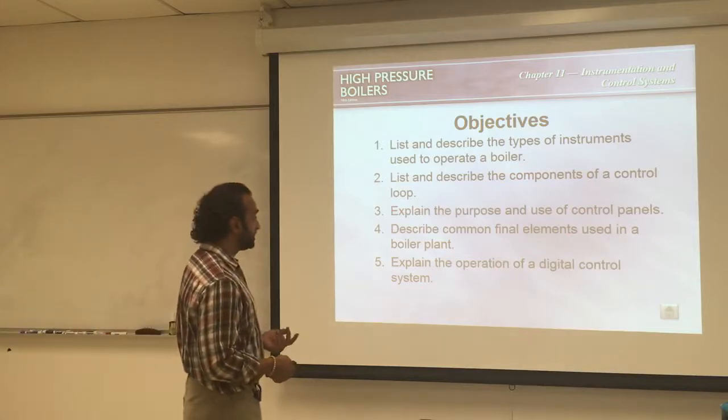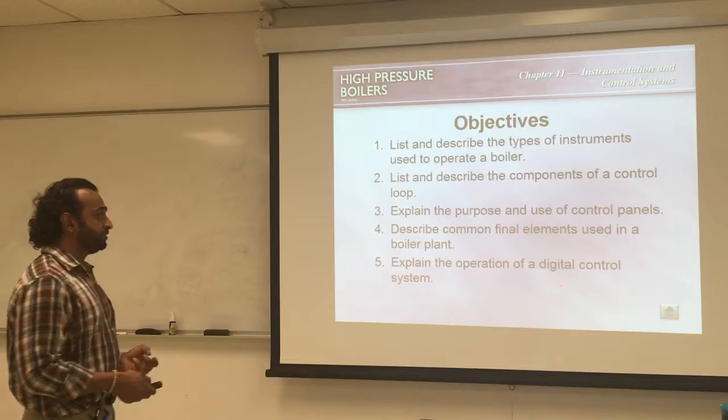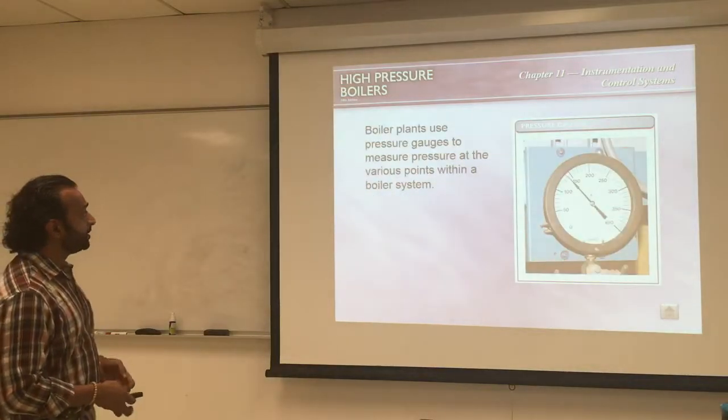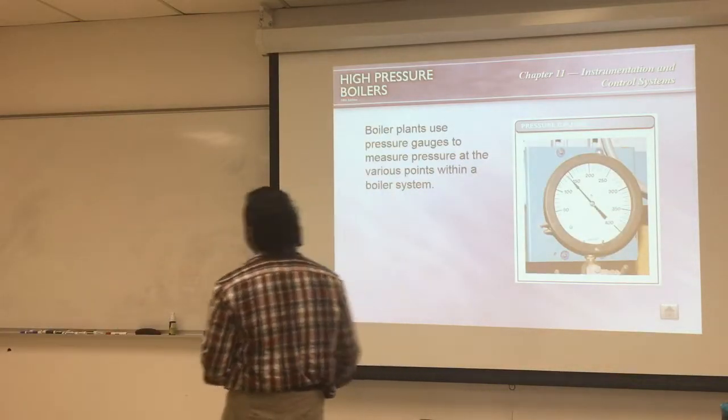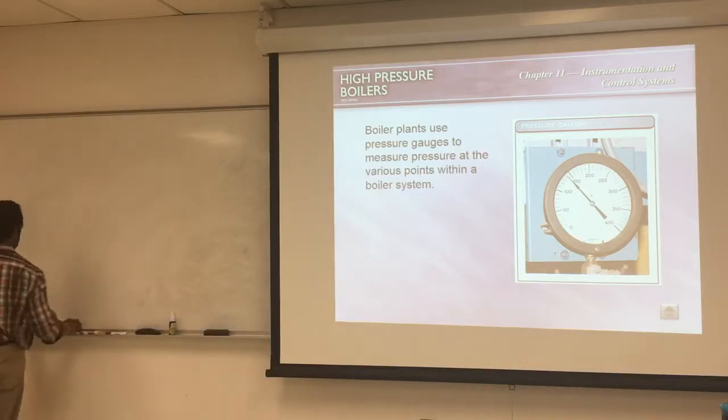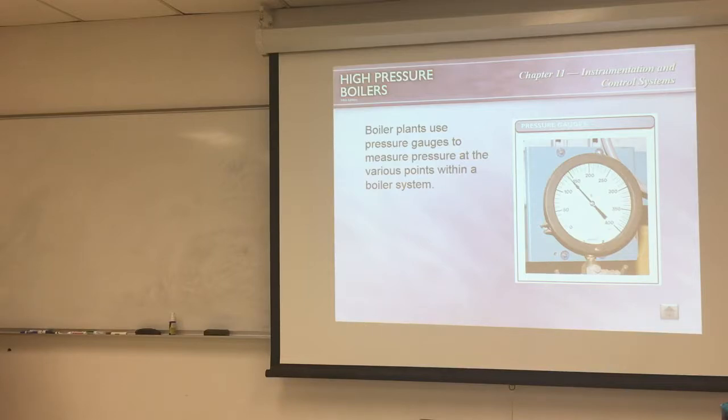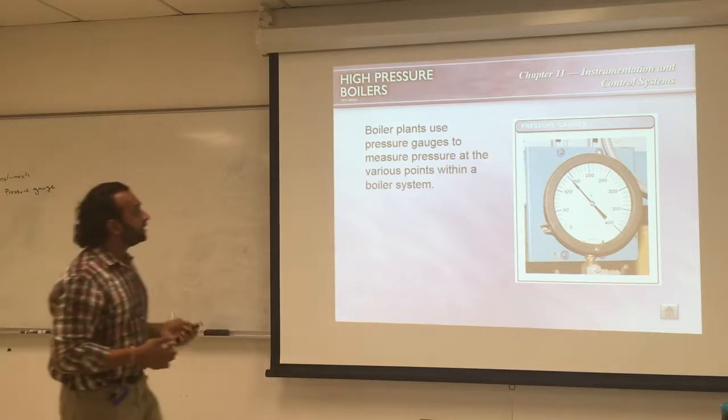Final element for adjustment. We'll talk about the operation of digital control system. So I will start with some of the basic things that we will need as indication, and it's going to be our input. So one of them is the pressure gauge. So we'll start with instrument. Pressure gauge. I hope this font is clear.